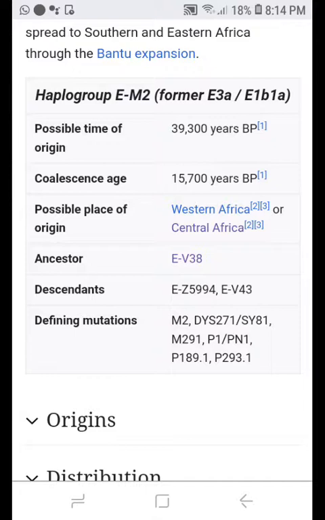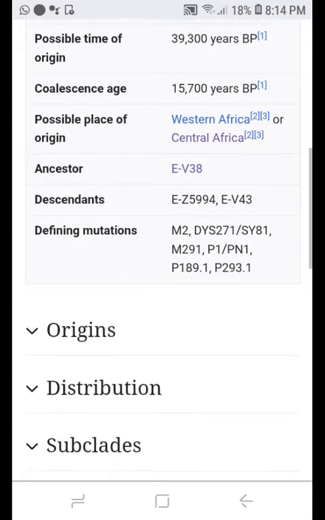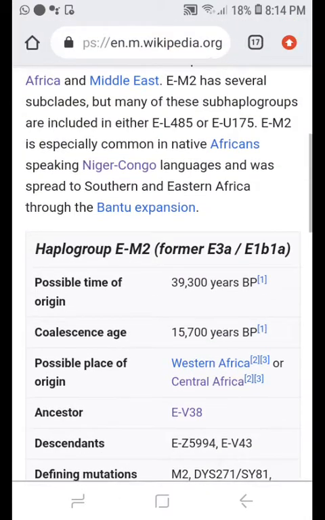A lot of them are Ammonites. I'm gonna put it like that, okay? People from Siberia, Tibetan, all of them are one people. So let's scroll on down. So we're looking at EM2, right?